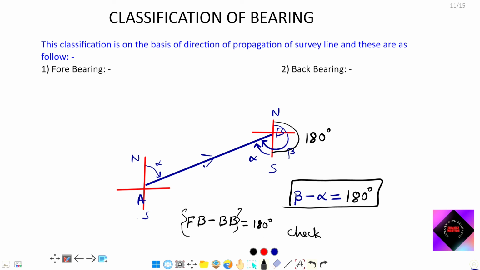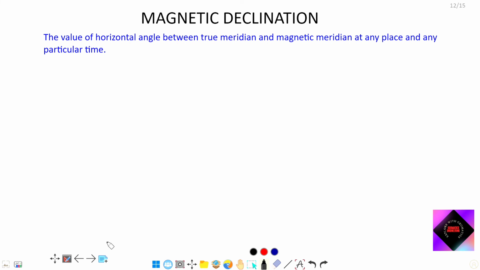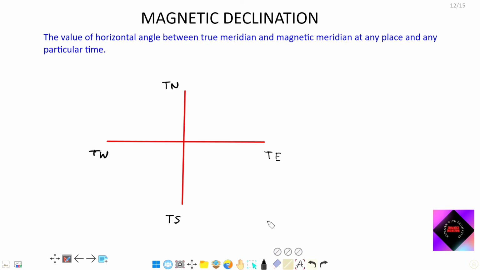Now moving further, that is magnetic declination. Let's see what magnetic declination is. We know that our true north and true south are fixed. So I am fixing a true north and true south here. This is our true meridian: true north, true south, true west, true east. With respect to true north, our magnetic meridian is like this, for example.